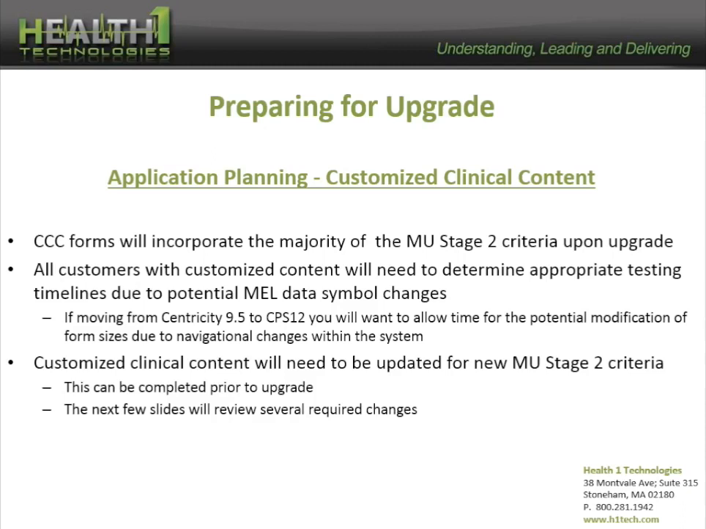And again, we can look at our customized content that we have right now, and we can start doing some of the upgrades for meaningful use stage 2, at least planning on what we might want to put into place. We may not be able to thoroughly put everything in place because we know there are changes to the system and data symbol changes, but at least we can begin the process and have an outline of development for when that actually occurs.